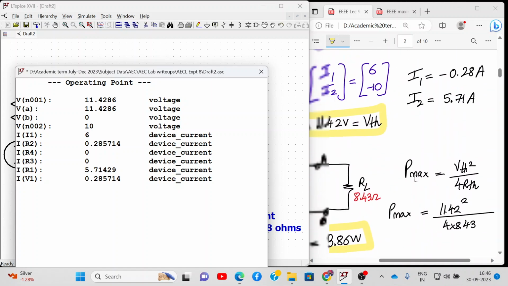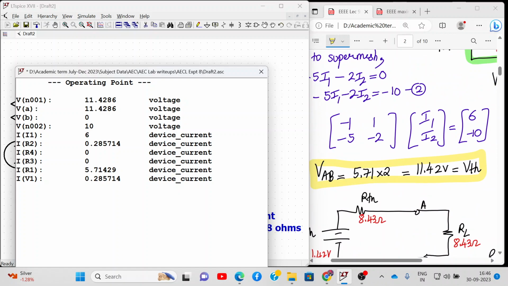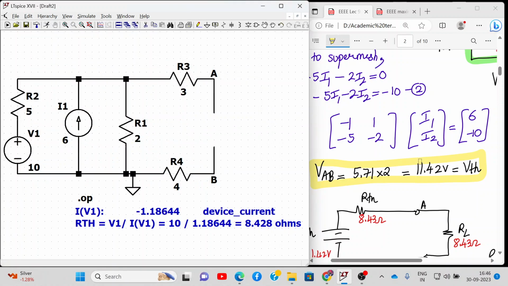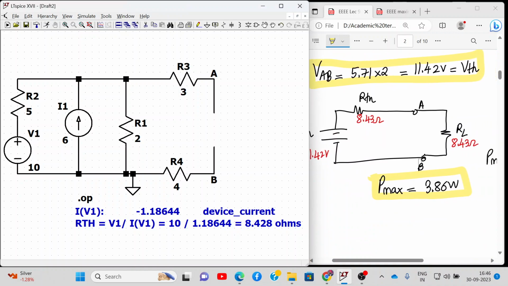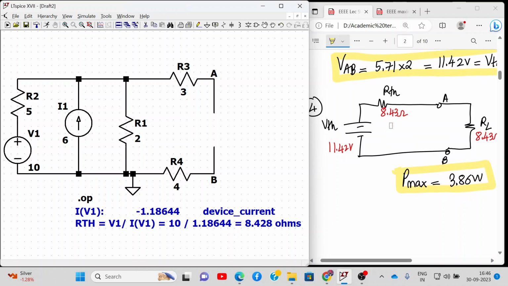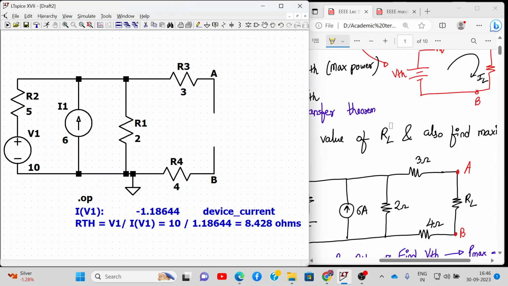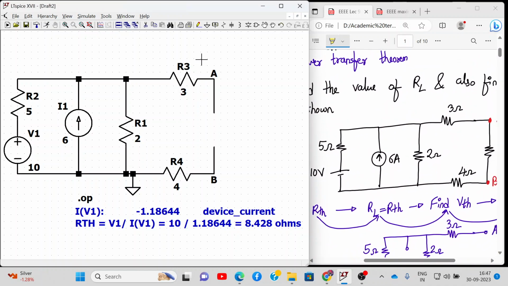So VAB is how much? 11.42 we are getting theoretically, and practically in simulation we are getting 11.4286. So that's fine. And also we need to find the maximum power through the load, right? For that, let's say I'll make the original circuit and I'll put the resistor back. So there I can calculate the maximum power. So here I put the resistor back.